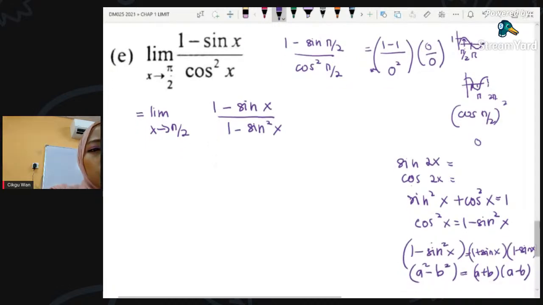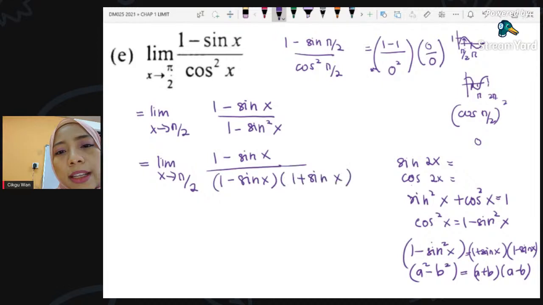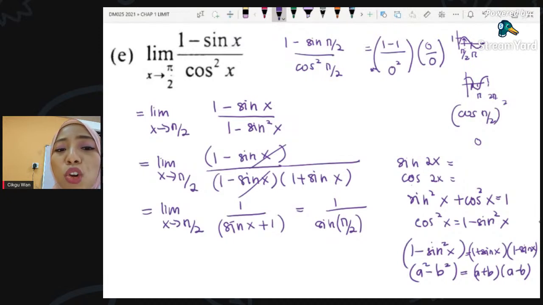I continue. Limit as x approaches pi over 2 of 1 minus sin x over 1 minus sin x times 1 plus sin x. Here you must cancel out whatever you can. I always say, there's no point if you factorize, or change to another function, if you don't cancel out, meaning you haven't modified the question. So we get 1 over sin x plus 1. Now we substitute pi over 2. Notice that the moment I substitute pi over 2, there's no longer a limit at the front. Sin pi over 2 plus 1, and sin pi over 2 is 1, so 1 plus 1 is 2. So the answer is 1 over 2.